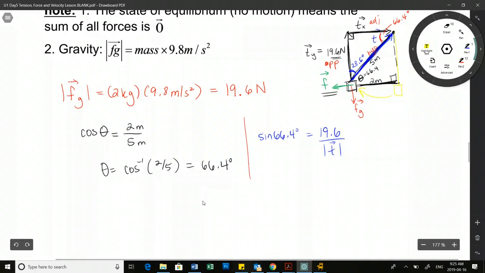Okay, so I'm just going to multiply this up and divide out the sine, which will tell me that the magnitude of my tension vector can be calculated by doing 19.6 newtons divided by the sine of 66.4.